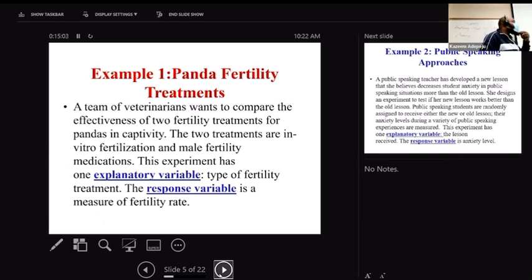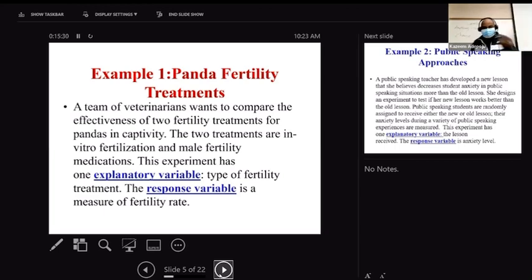I want to give you more examples of variables right now. When you are given a scenario or a research problem, how will you identify a response variable or the predictor variable from that scenario? That's what I want to walk you through right now.